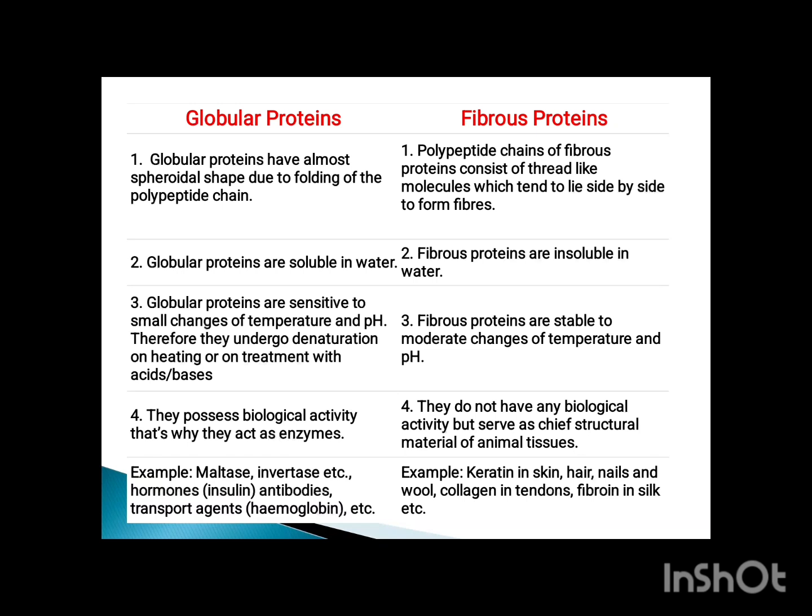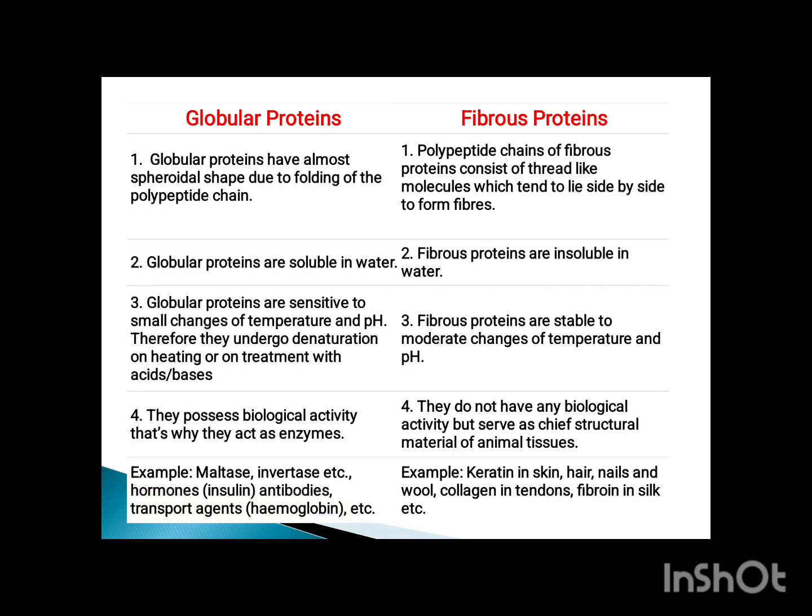Differences between globular protein and fibrous protein. Globular proteins have an almost spherical shape due to folding of the polypeptide chain. Polypeptide chains of fibrous proteins consist of thread-like molecules which tend to lie side by side to form fibers. Globular proteins are soluble in water, whereas fibrous proteins are insoluble in water.